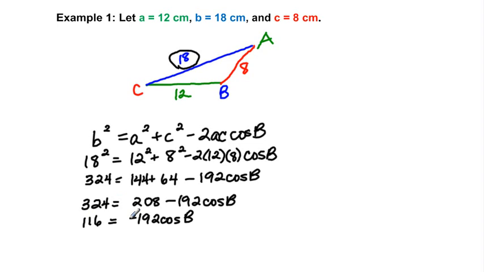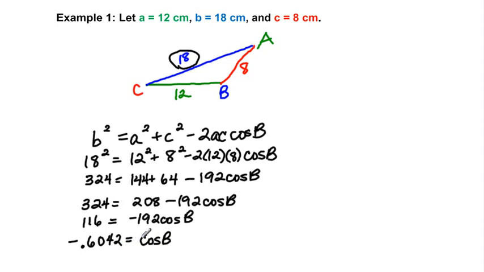And now if we divide both sides by negative 192, we get negative 0.6042 is equal to cosine B. So think about what that means. Cosine is negative in which quadrants? Right, quadrant 2 and quadrant 4.